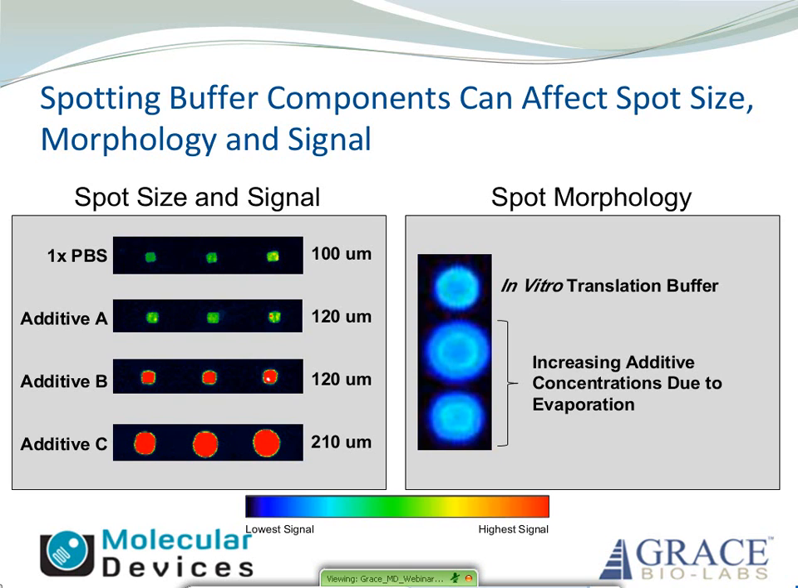On the right is an example where an in vitro translation buffer is used as a spotting buffer. During long spotting runs, evaporation of source plate solution can be a problem, like I mentioned in the previous slide. In this case, it leads to an inadvertent concentration of critical buffer components, and it results in inconsistent spot morphologies and signal. Ultimately, the result is unwanted variability in your data.